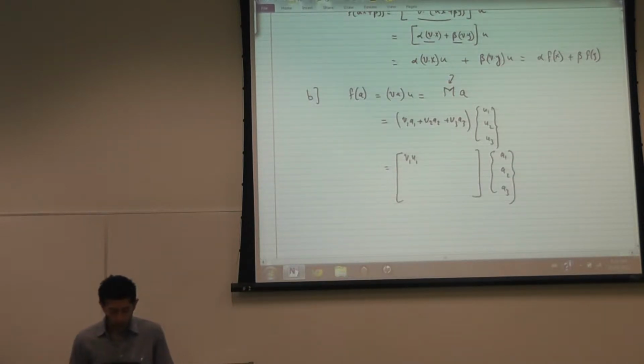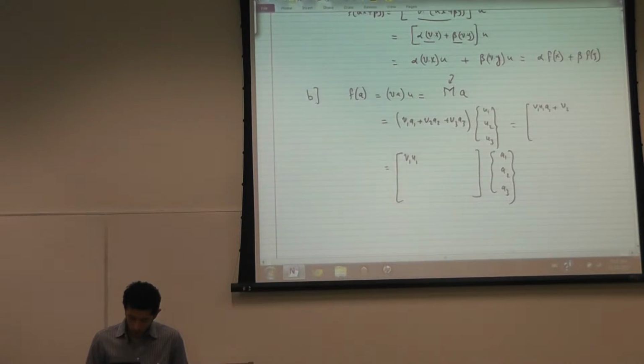I'm going to multiply this by this. I will get the first component here, which will be equal to V1, U1. And V1, U1, V2, U1, V3, U1.